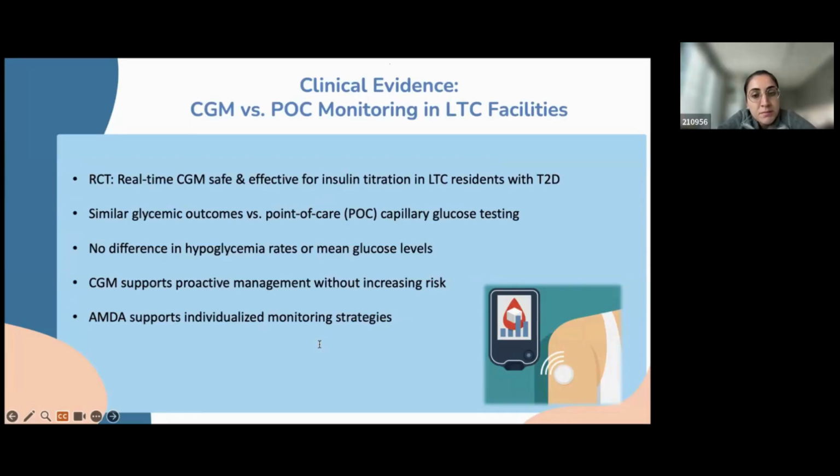While the American Medical Directors Association, AMDA, now called PALTC, doesn't explicitly recommend CGM yet, it does support individualized glucose monitoring strategies, making CGM a reasonable option when appropriately integrated with staff workflow and care plans.